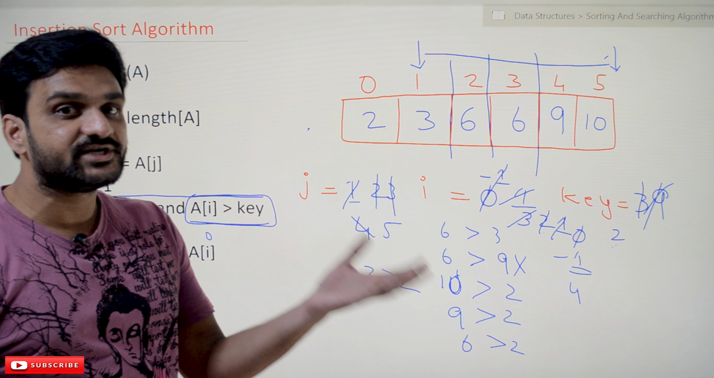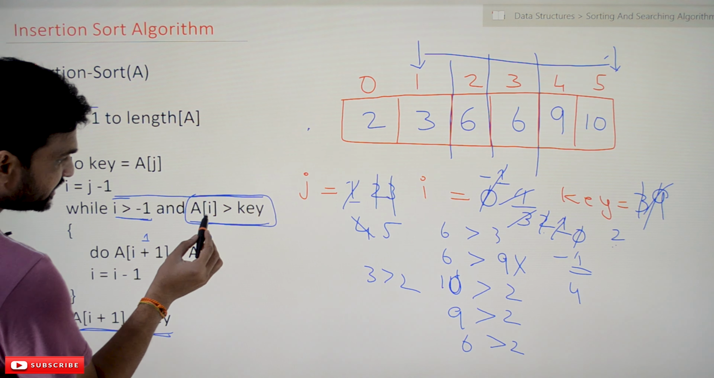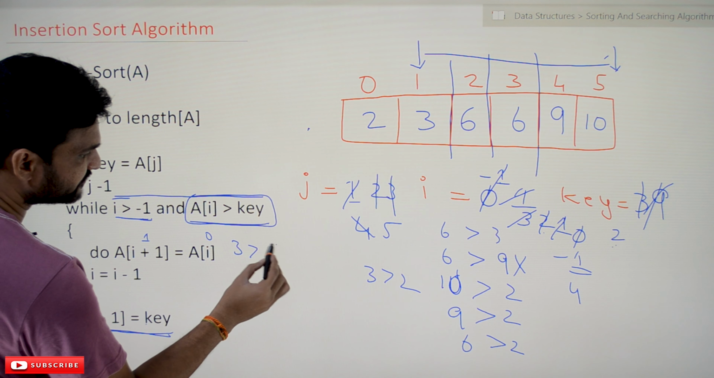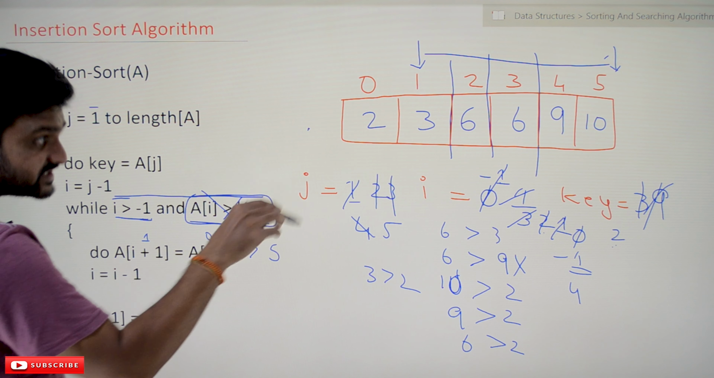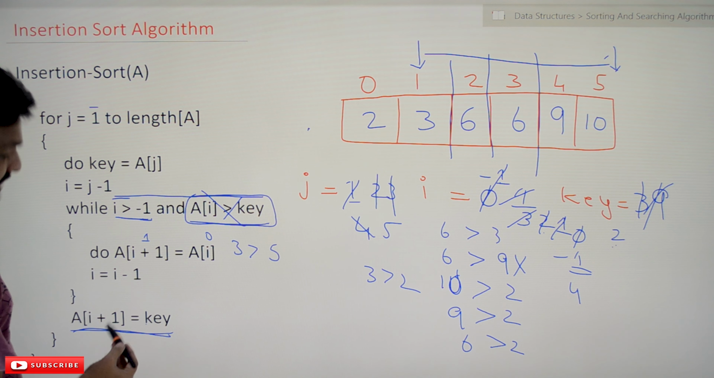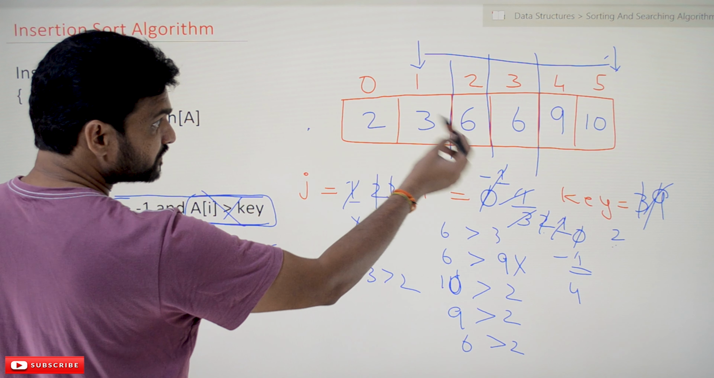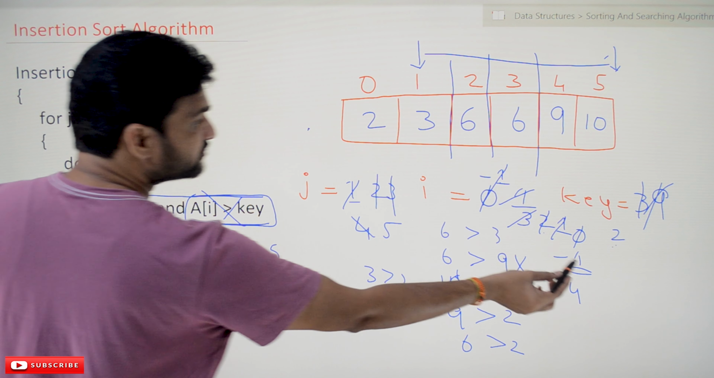Is it true? No, it is not true. So what do we have to do? See here, 3 greater than 5. Is it true? No, it is not true. So in this case, this condition will fail, and we are going to come out of this. A of I plus 1 means 1 plus 1, which is 2. So in this place we have to place the key.